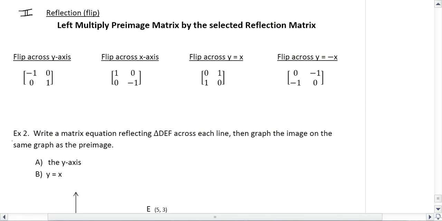All right, Roman numeral 2. The next transformation we're going to look at are reflections. And I think of a reflection as like a mirror image. Notice again, we're going to find it by using left multiply. So we're going to left multiply our pre-image matrix by whichever one of these reflections we're asked to do. If we're asked to flip across the y, we use this matrix. Flip across the x. We may flip across the line y equals x. So just to remind you what that looks like, this line right here is the line y equals x. We might be flipping over that. Or we could be going over the line y equals negative x, which would be this line. So we'll have to select the correct matrix for whichever transformation we're asked to do.